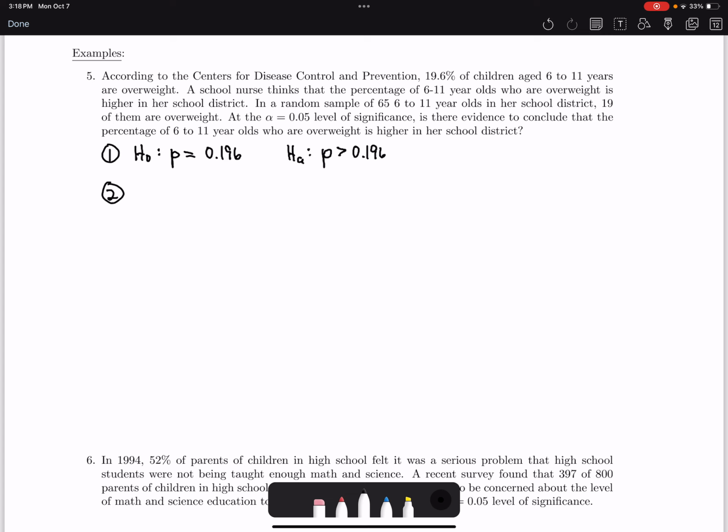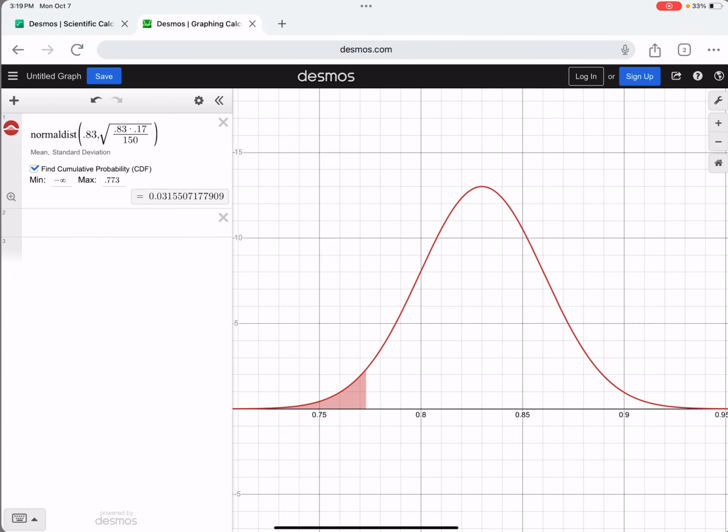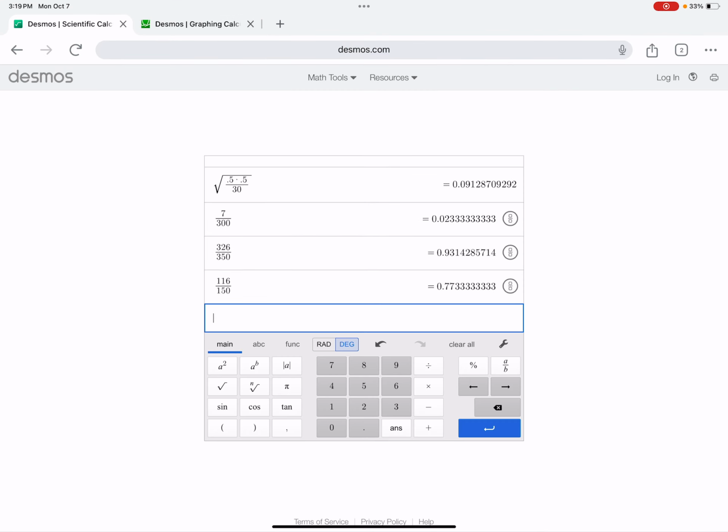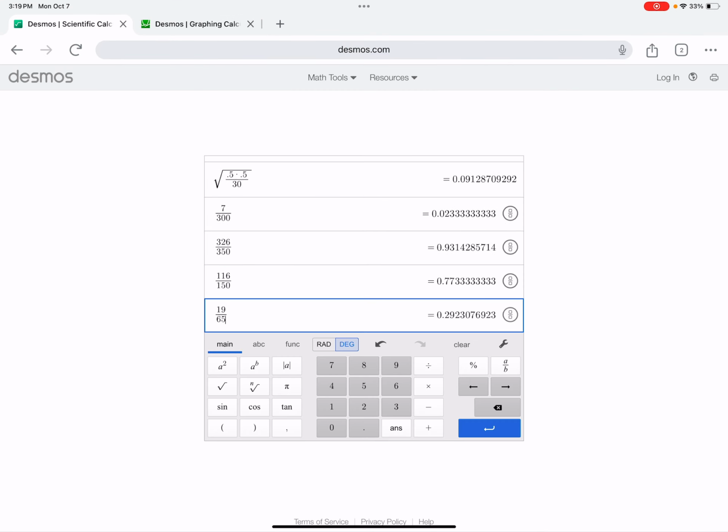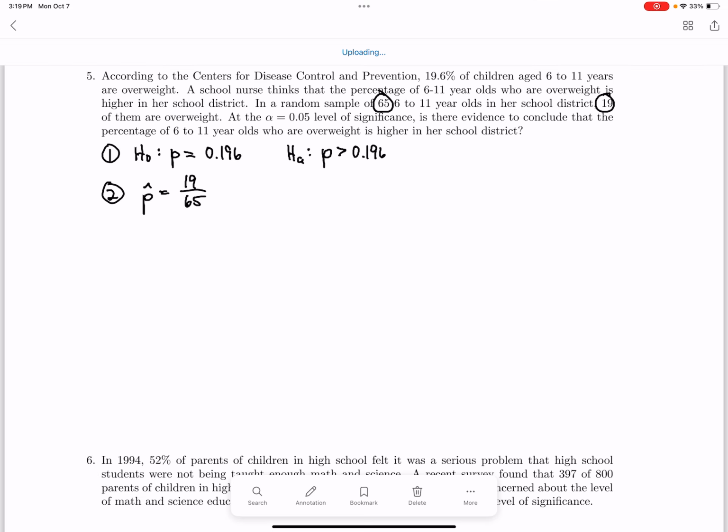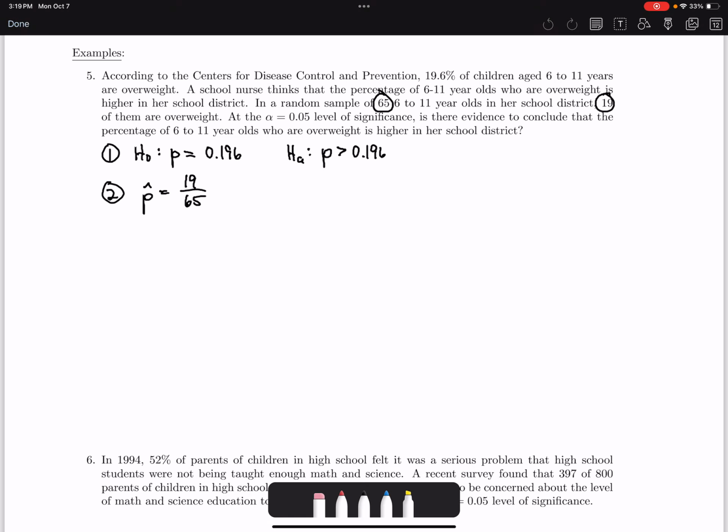Next thing we want to do is look at the sample evidence. It looks like she went out and collected a sample of 65 students and found that 19 of them were overweight. So her sample proportion of overweight students is 19 out of 65, which we could give as a decimal. So that's 0.2923 or 0.292. So 0.292, so about 29.2%.